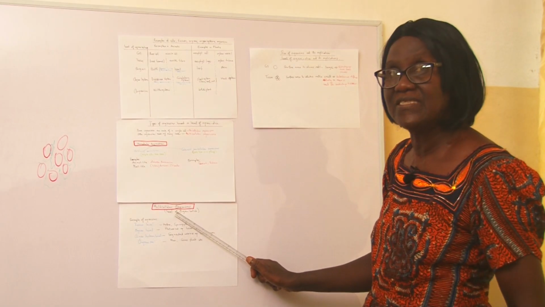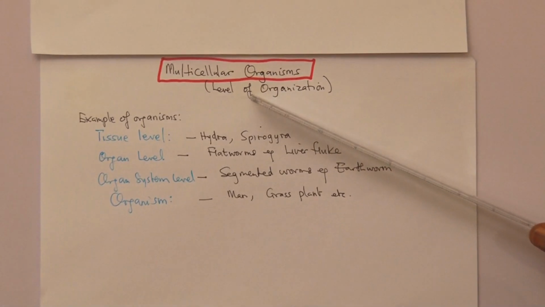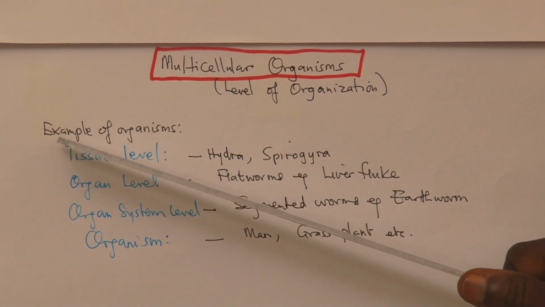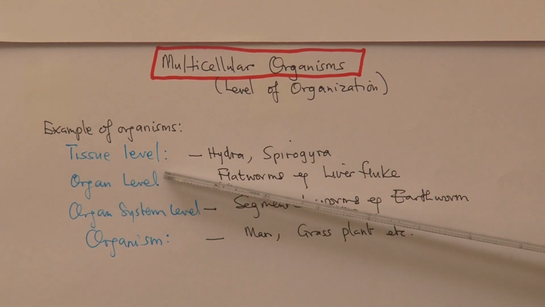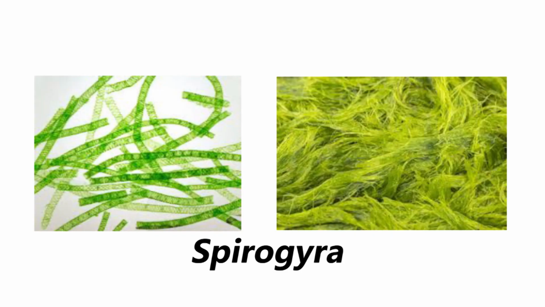Then you come to multicellular organisms. For unicellular organisms, the level of organization is cell. Multicellular organisms are organisms that are made up of so many cells. But different organisms have different levels of organization. Some organisms are just tissue level. The whole organism is just made up of tissues. Hydra is an example. Spirogyra is an example. Filamentous, just a filament of tissue.